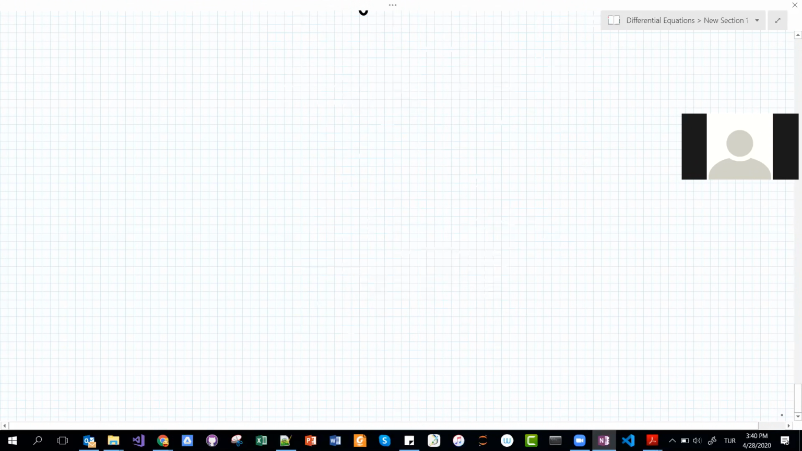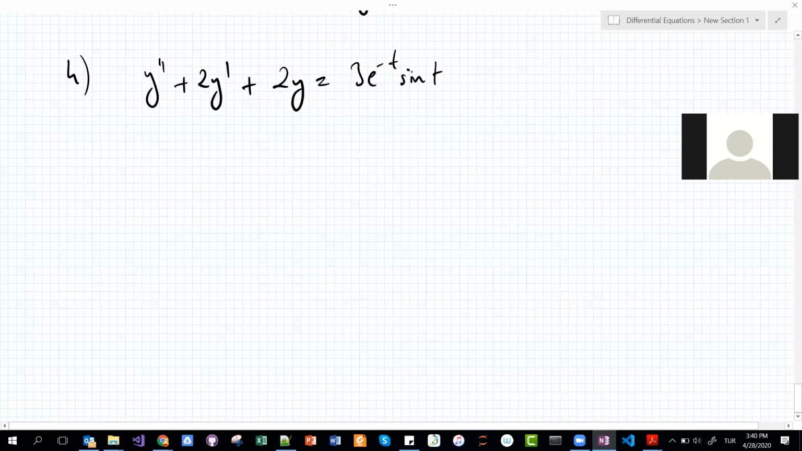So maybe I can solve another problem in this section. Look at number 4. Number 4 is this one: y'' + 2y' + 2y = 3e^(-t) sin t + 3t^3 e^(-t) cos t.